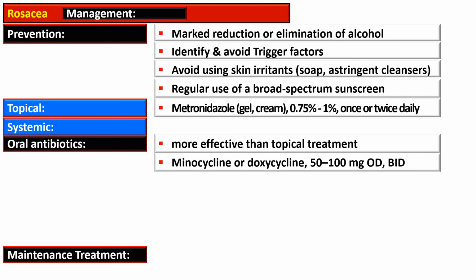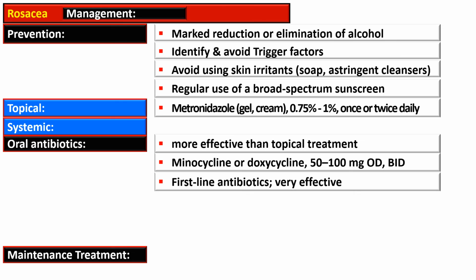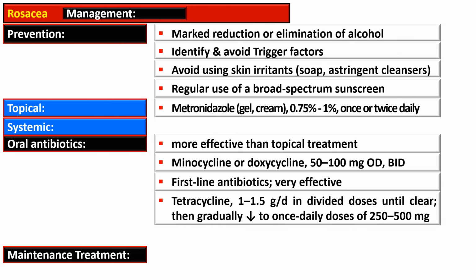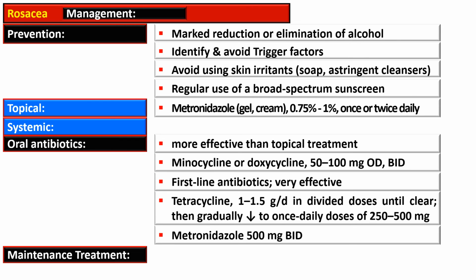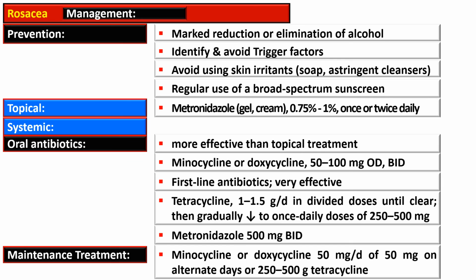Minocycline or doxycycline 50 to 100 milligram once a day or twice a day are the first line of antibiotic, and these are very effective. Tetracycline 1 to 1.5 gram per day in divided doses until the lesion is clear, then gradually decrease to once daily dose of 250 to 500 milligram. Metronidazole 500 milligram can also be given twice a day. The maintenance treatment of rosacea is minocycline or doxycycline 50 milligram per day or 50 milligram on alternate day, or 250 to 500 milligram tetracycline.